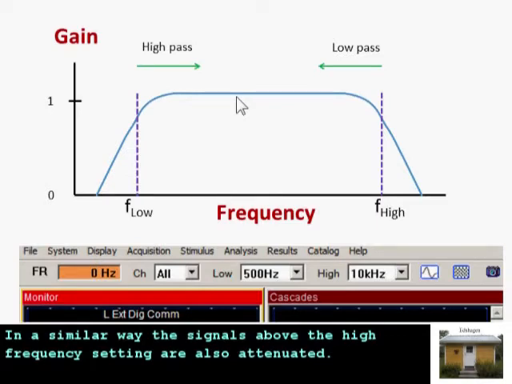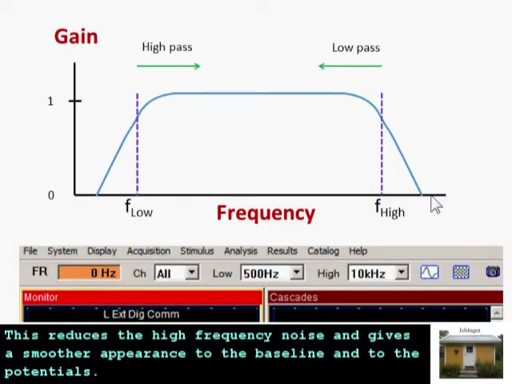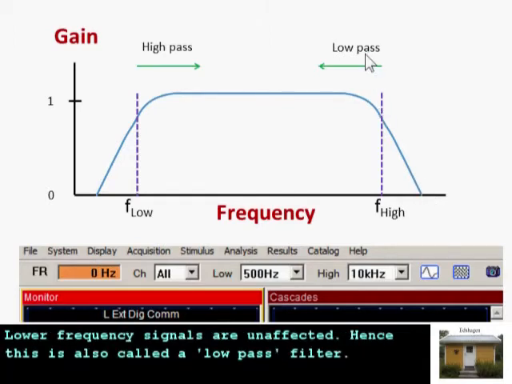In a similar way, the signals above the high frequency setting are also attenuated. This reduces the high frequency noise and gives a smoother appearance to the baseline and to the potentials. Lower frequency signals are unaffected. Hence, this is also called the low-pass filter.